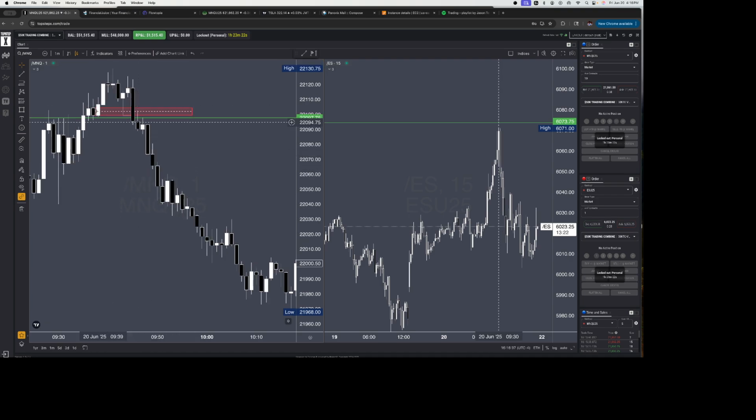This is the kind of thing I do every morning. So I look for SMT. Then I get market structure shift. I have a fair value gap. I've got a breaker block. There's our retest on the breaker block. And then boom, dump down.